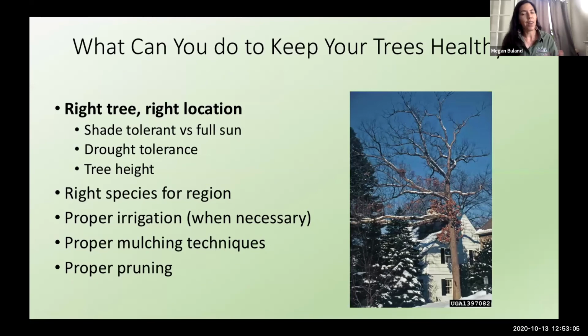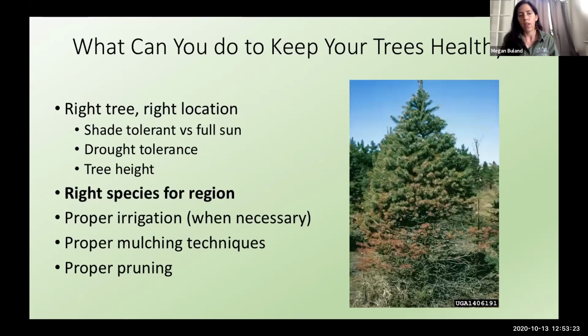Because trees, unlike most animals and a lot of other organisms, can't get up and move if they don't like the area. Once they're planted, they're stuck there. So being sure to set them up for success from the very beginning by planting them in the right location is really key to tree health. Making sure, along the same vein, to have the right species for the region.